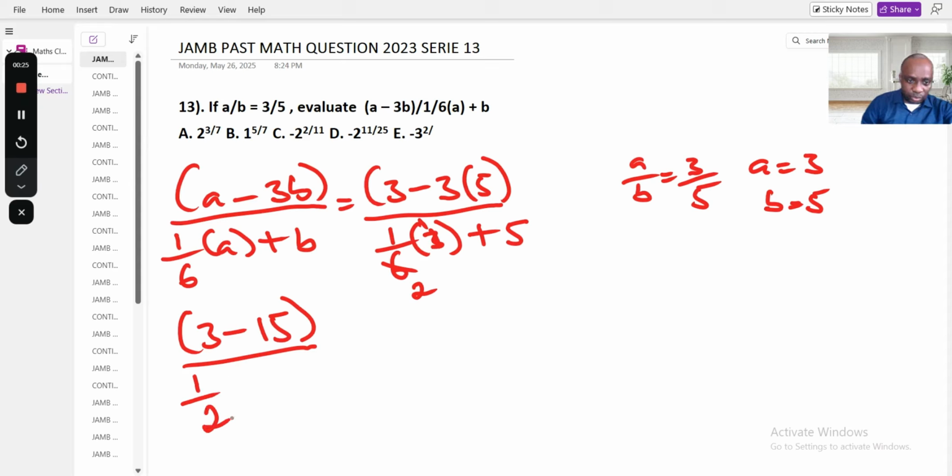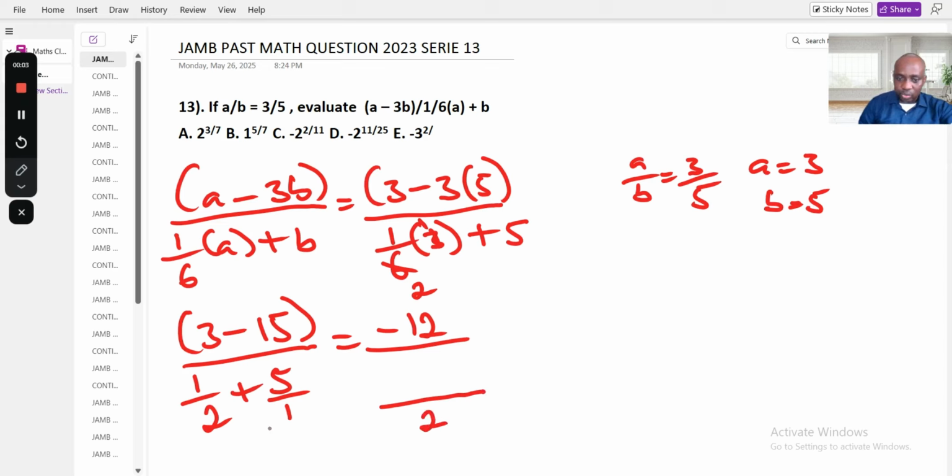1 over 2 plus 5. 3 minus 15 is going to give us what? Minus 12. 5 divided by 1 is the same thing as 5. So we are going to look for the LCM of 2 and 1. What is our LCM of 2 and 1? Is 2. How many 2 can we see in 2? 1. 1 times 1. Therefore, how many 1 can we see in 2? That's 2. 2 times 5, 10.